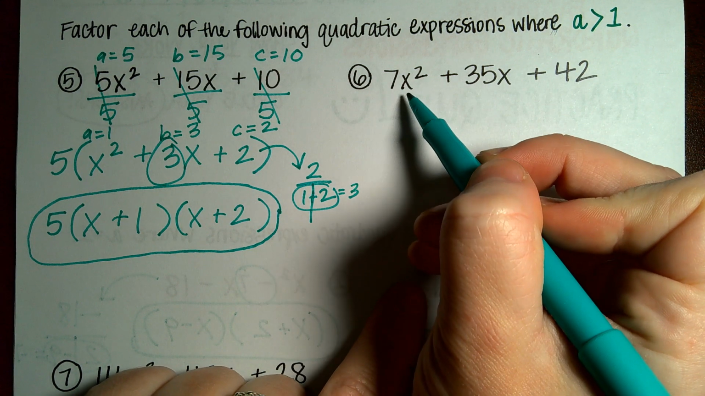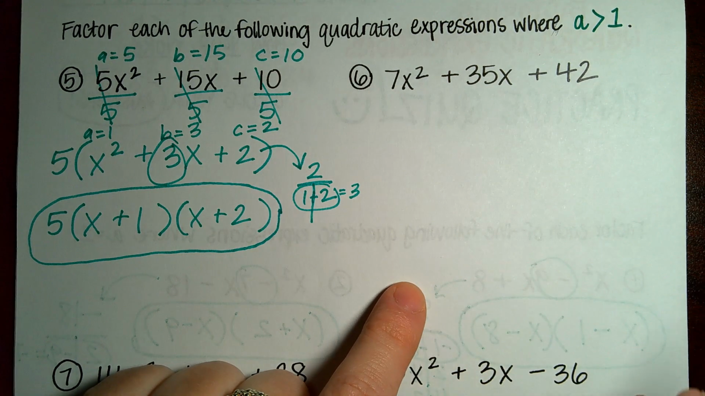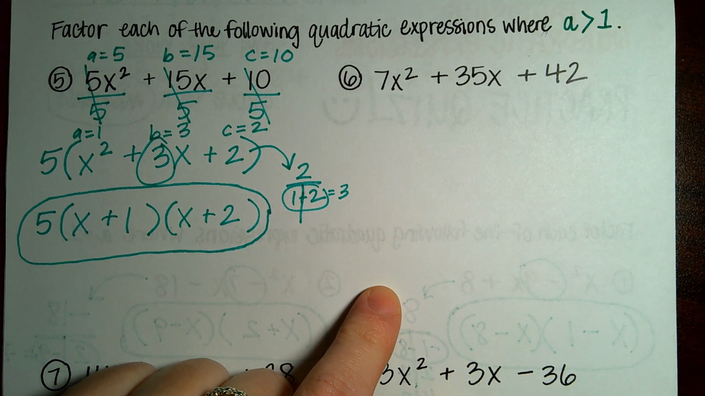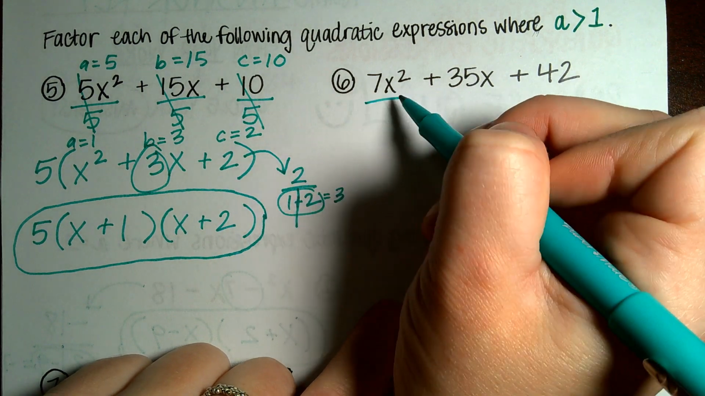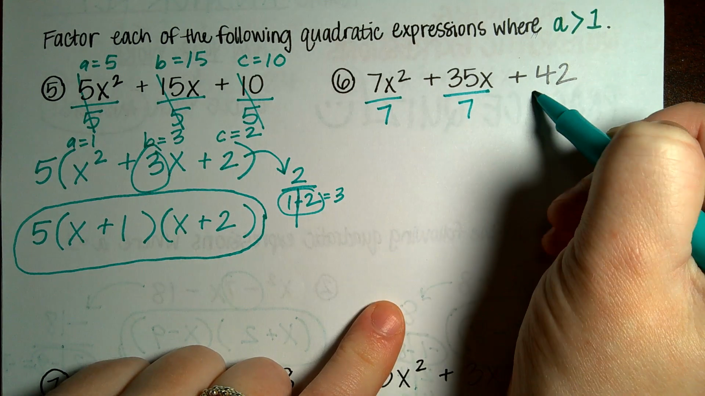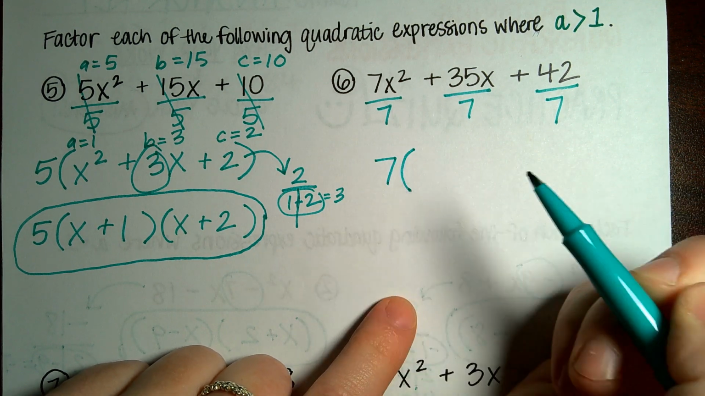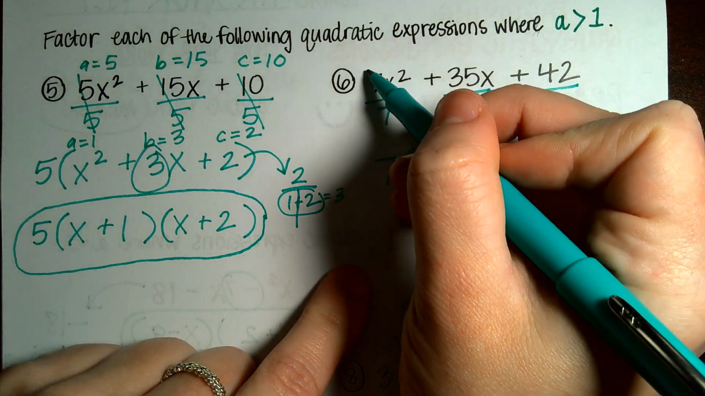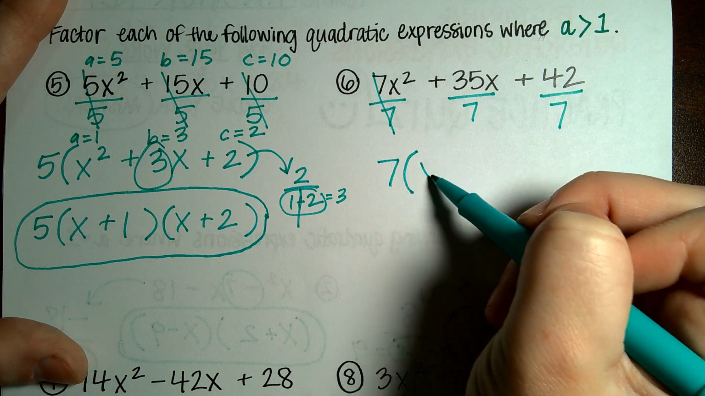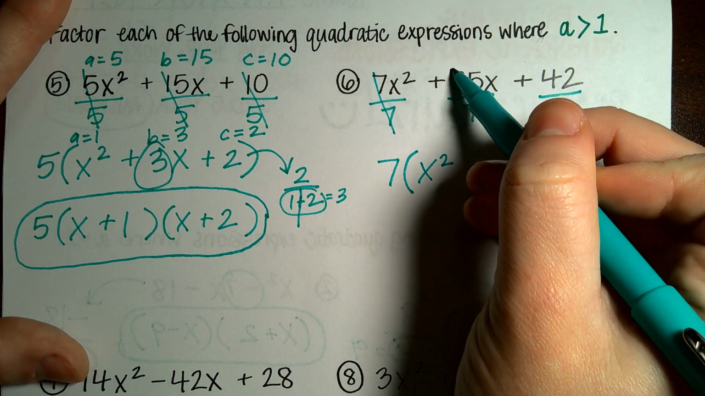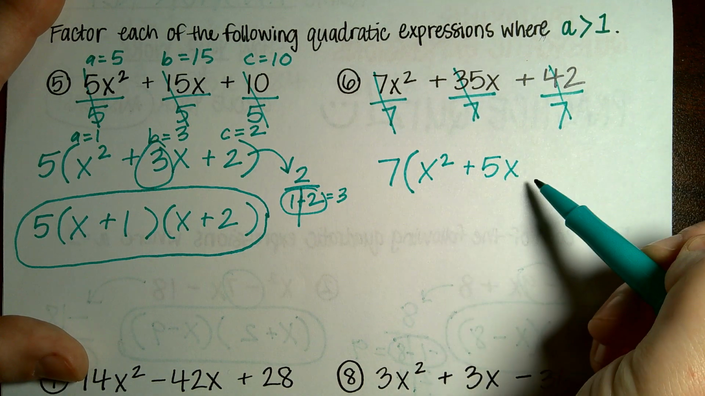I've got 7x squared plus 35x plus 42. What should I check for first? Greatest common factor. Is there a GCF? 7. Let's divide everything by 7. And then I'll put 7 on the outside of my parentheses and divide all my terms. So 7 divided by 7, I have x squared left, plus 5x. Perfect. Plus 6.